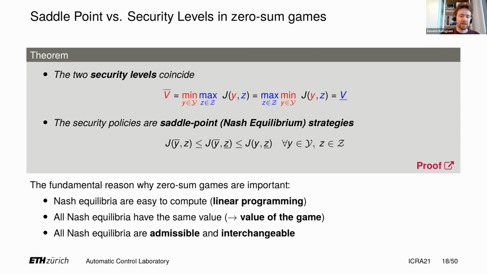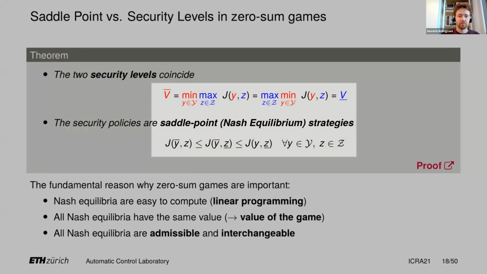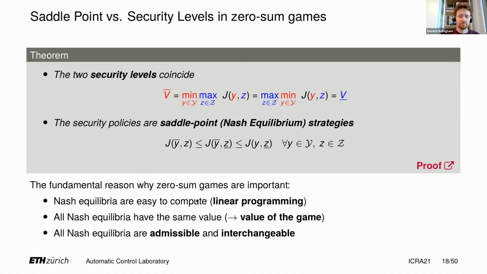Why are these zero-sum games important? Well, the first one, we're going to see in the next slides, is that zero-sum games are easy to solve. Nash equilibria can be found by linear programming. The other thing is that if you notice here, the problem of multiple Nash equilibria disappears. There is one value of the game. All Nash equilibria will have that value.